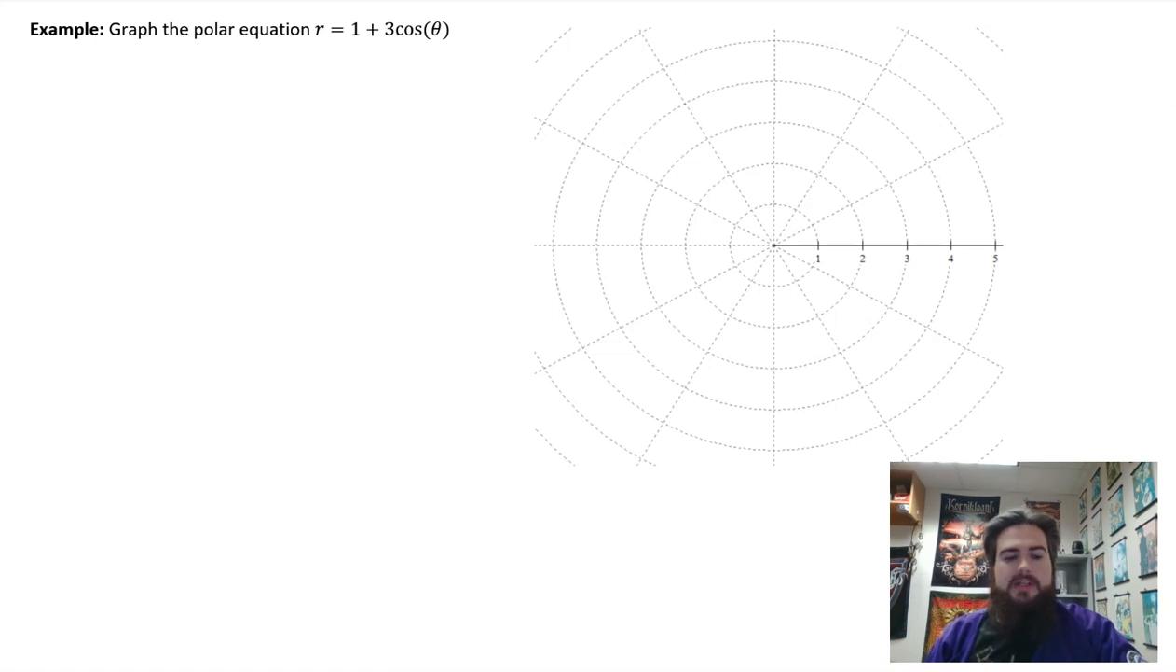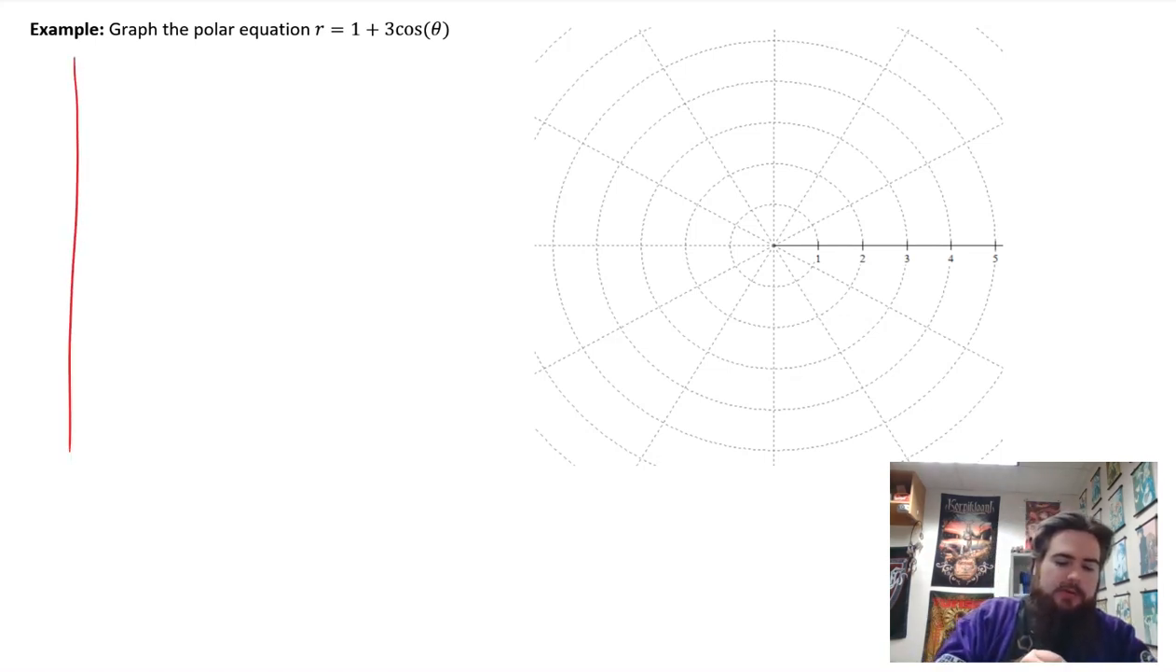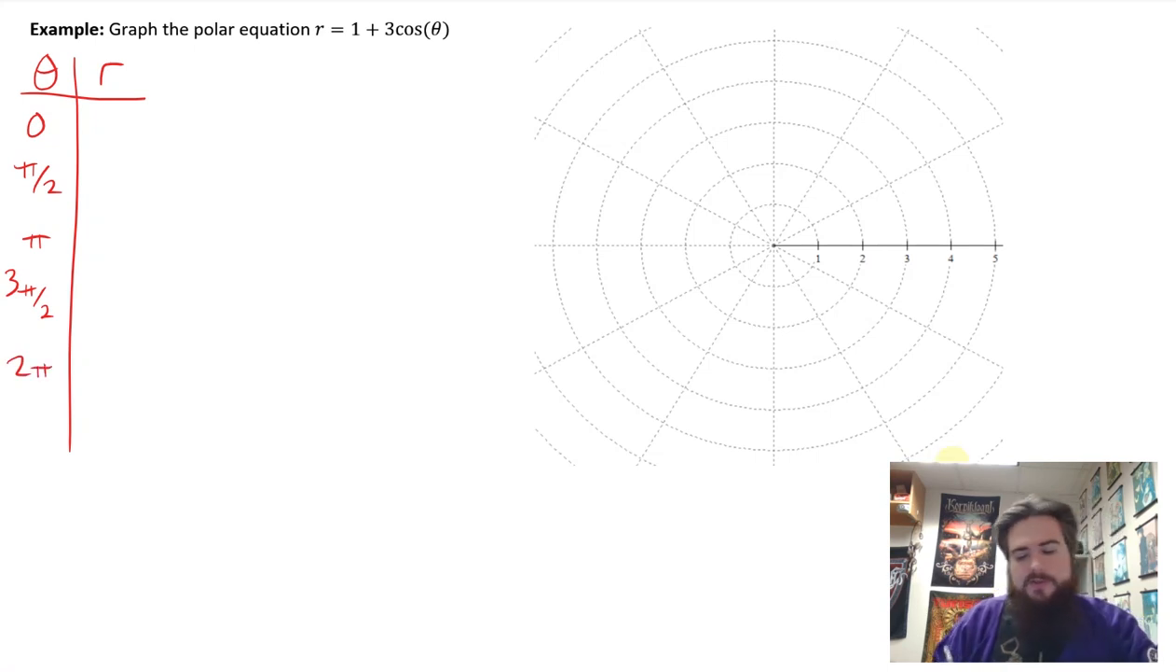In this example, we will demonstrate how to graph the polar equation r equals 1 plus 3 times cosine of theta. In order to do that, I'm going to create a t-table of values of theta in order to get values of r to represent on this graph. The values of theta that I will choose, at least at the beginning, are 0, pi halves, pi, 3 pi halves, and 2 pi, which I choose because those are relatively convenient angle measures to work with when involving a function such as cosine.